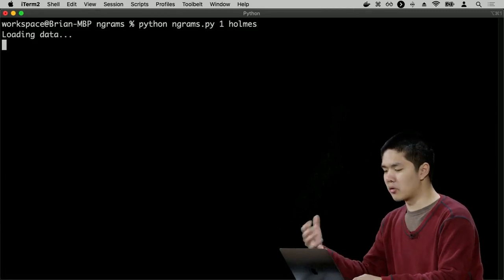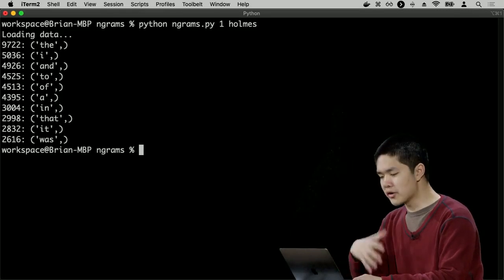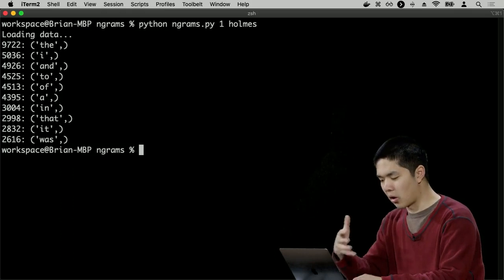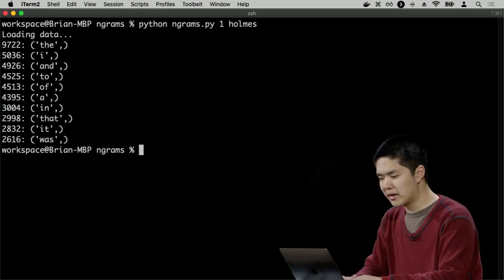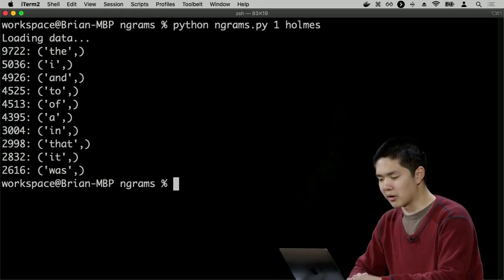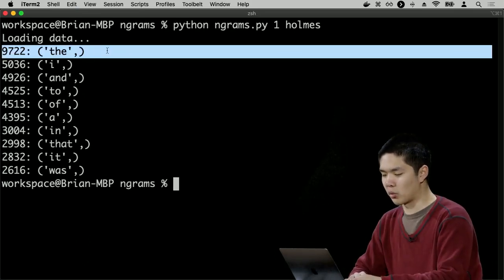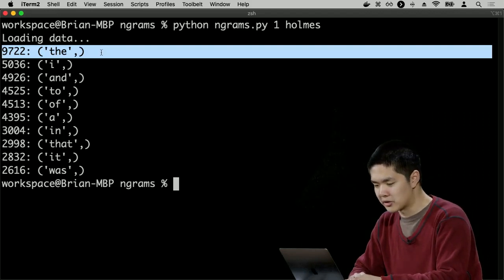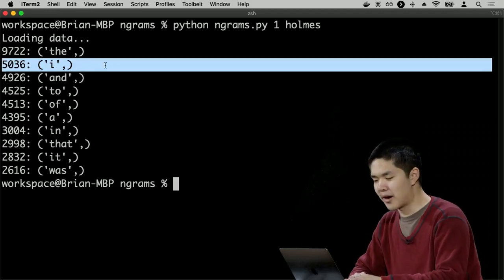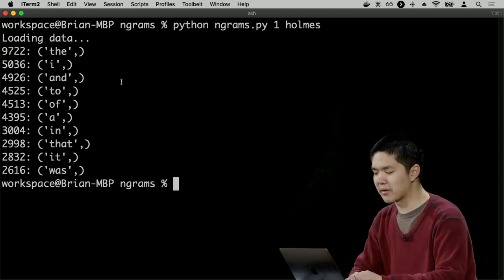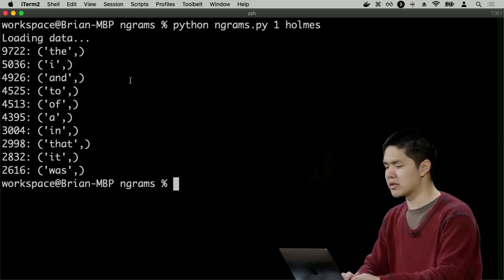And now what my program is going to do is it's going to load all of the Sherlock Holmes stories into memory, or all the ones that I've provided in this corpus at least. And it's just going to look for the most popular unigrams, the most popular sequences of one word. And it seems the most popular one is just the word the, used 9,700 times, followed by I, used 5,000 times, and used about 5,000 times, the kinds of words you might expect.